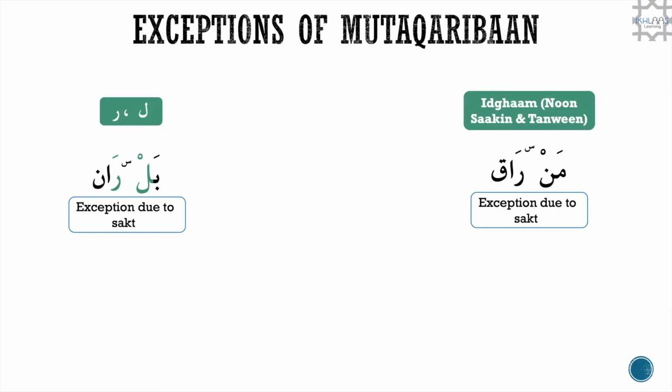If we remind ourselves that when there is a sakta, there will be an exception to this rule. So for example, for the letter lam and ra, we have bal rana. We cannot do an idgham between this due to the sakta. And also waqila man raq, again exception due to sakta.